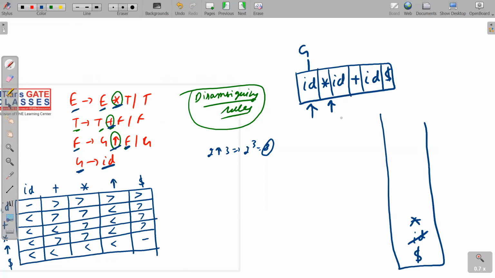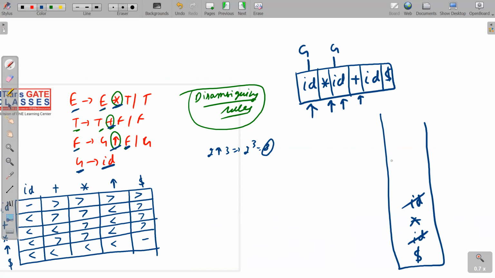Then the lookahead pointer will point to the next symbol. ID and star are compared. ID will be pushed onto the stack, and then we move to the next symbol, that is plus. Plus and ID are compared, so obviously ID has more precedence than plus. Then ID will be popped off, which means it is reduced to E.